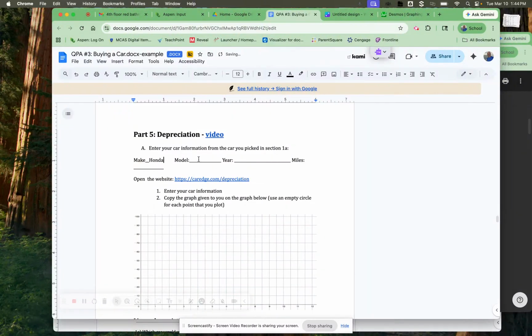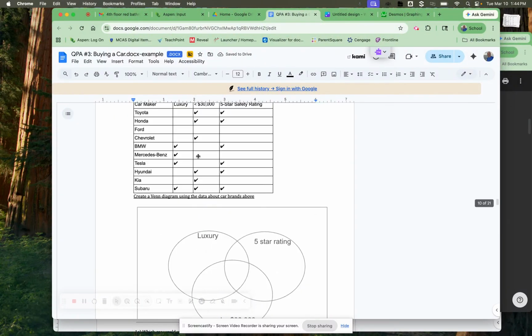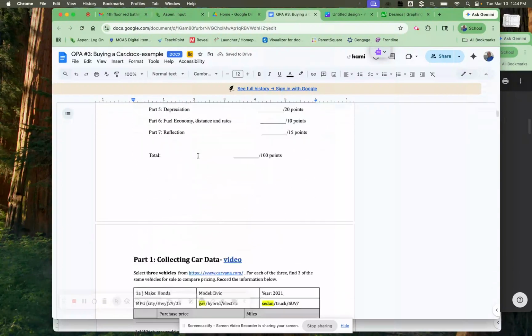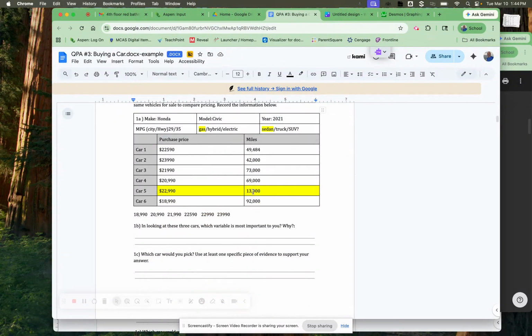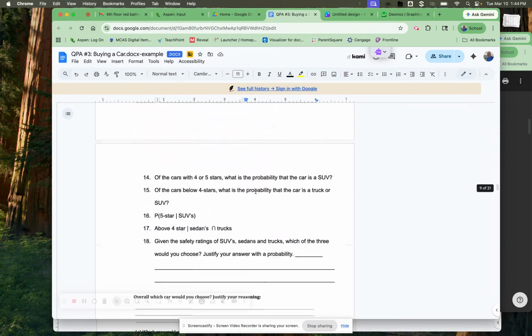Honda Civic 2021. And then the miles I had, on the car I picked, were 13,000.